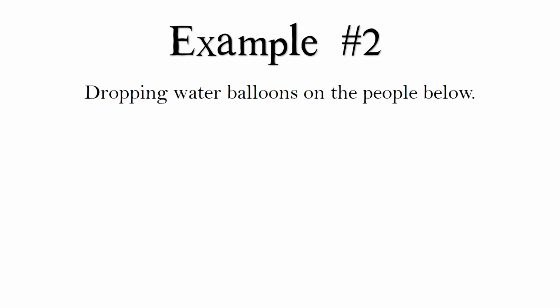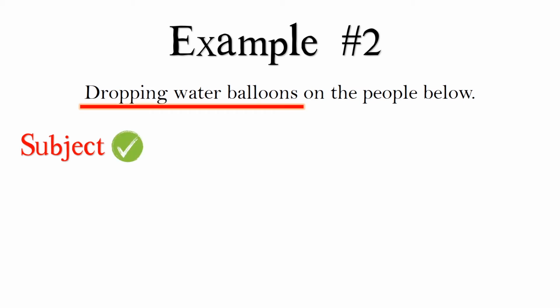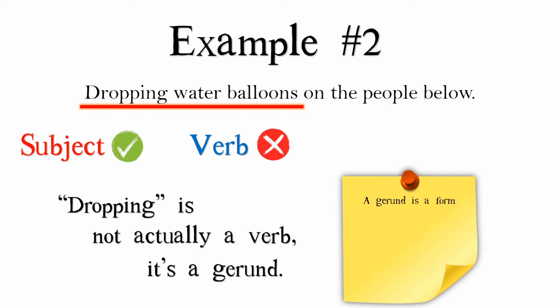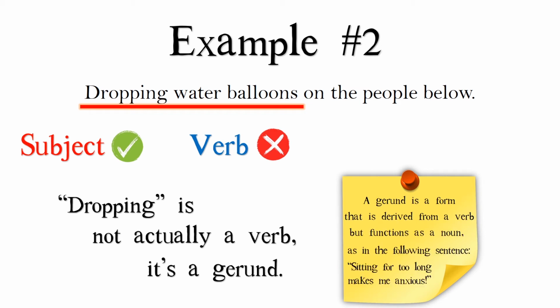Here's a second example. Dropping water balloons on the people below. Is there a subject? You could say dropping water balloons is the subject. What's the verb? There isn't one. You might have thought dropping was the verb, but dropping is not actually a verb, it's a gerund. A gerund is a form that is derived from a verb, but functions as a noun, as in the following sentence, "Sitting for too long makes me anxious."